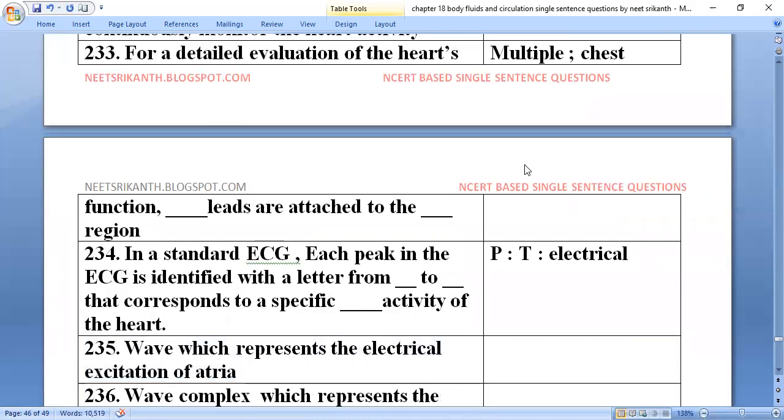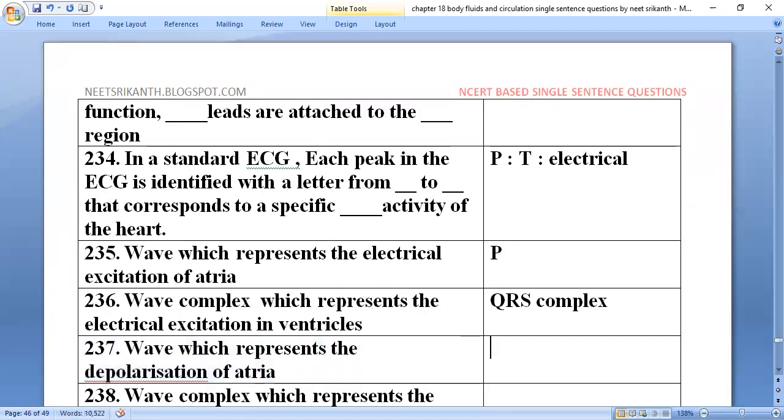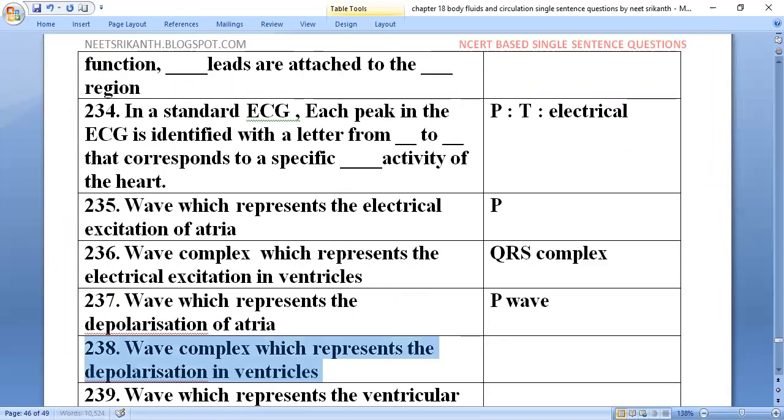Wave which represents the electrical excitation of atria is called P wave. Wave complex which represents the electrical excitation of ventricles, QRS complex. Wave which represents the depolarization of atria, P wave. Wave complex which represents the depolarization of ventricle, QRS complex.